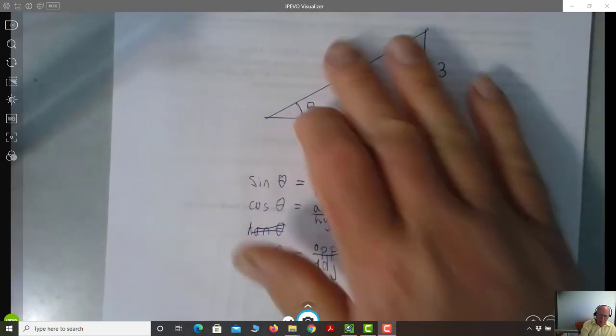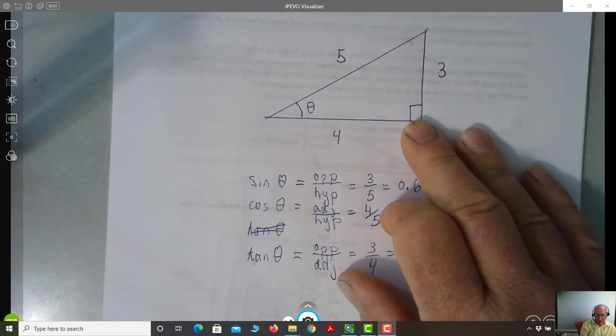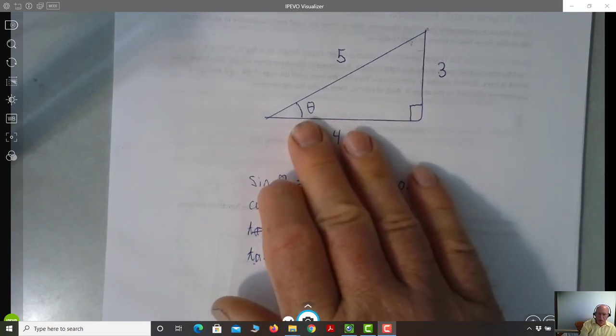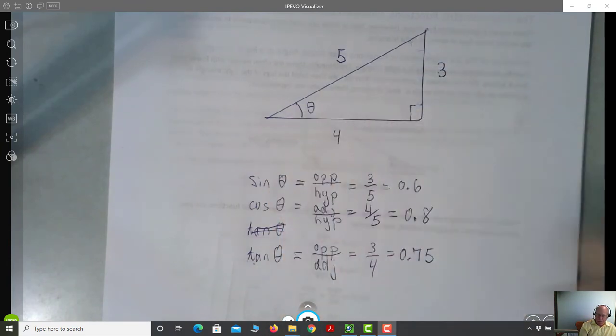We know the length of each side, and we know the measure of the right angle, of course, but we don't know the measure of these two acute angles. So how could we get them?